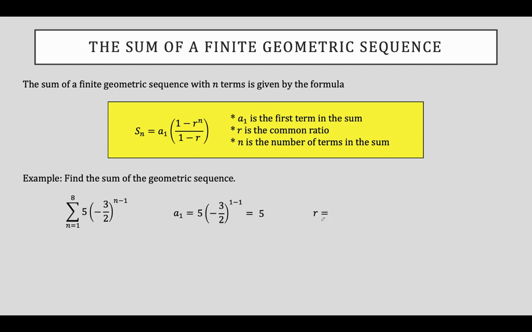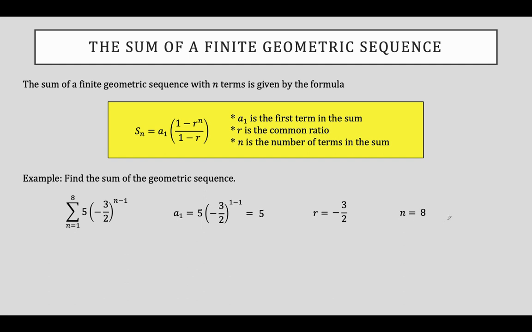We also have to know the common ratio r. The common ratio is going to be the value that is being raised to the exponent. Whatever is being raised to the exponent, and in this case, negative 3 halves is what is being raised to the exponent. So that is our common ratio between our terms. And finally, we need to know n, the number of terms in the sum. How many terms are we adding together? Well, our sum starts by plugging in 1, and it terminates when we plug in 8. Because our sum is from 1 to 8, we're going to have a total of 8 terms that we are adding together. 8 terms is our value for n.